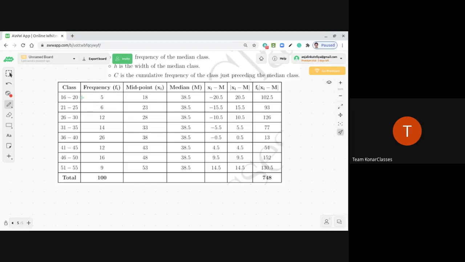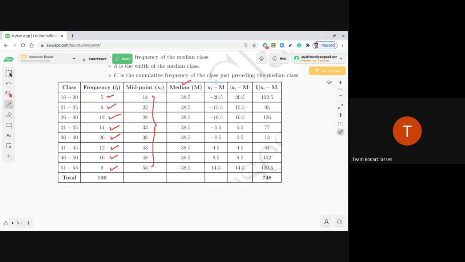The class 16 to 20 has frequency 5, and so on. Then this frequency 6, this frequency 12, 14, 26, 12, 16, and 9. These are the given frequencies in the data set. Midpoint we know, so that midpoint xi, we found it out. And the median we just found as 38.5.